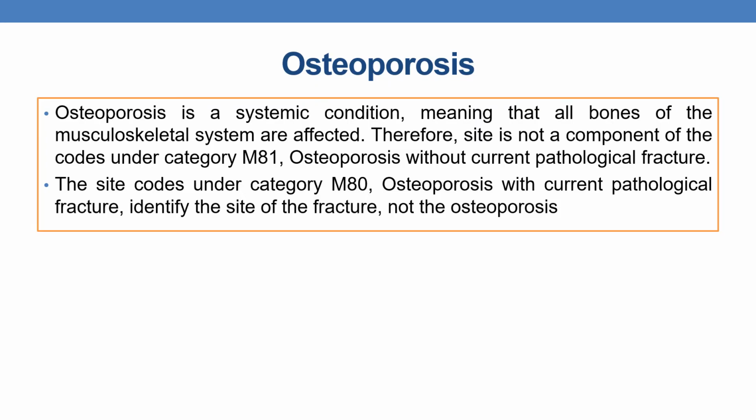Osteoporosis with pathological fracture has site-specific codes, because you need to code the pathological fracture. But osteoporosis without current pathological fracture does not have site-specific codes indicating each bone, because it is a systemic condition, so we need to presume all bones of the musculoskeletal system are affected. The site codes under the category M80, osteoporosis with current pathological fracture, identify the site of the fracture, not the osteoporosis. This is also important.